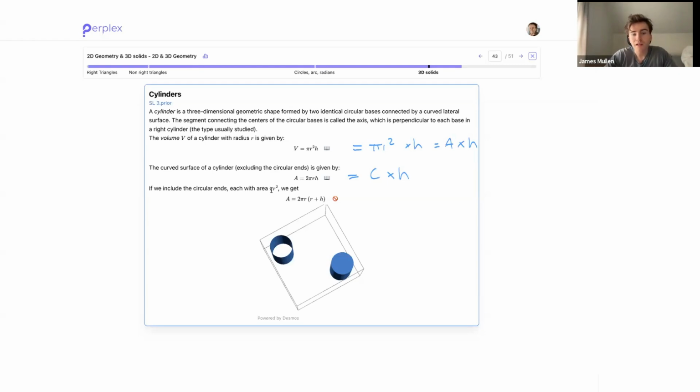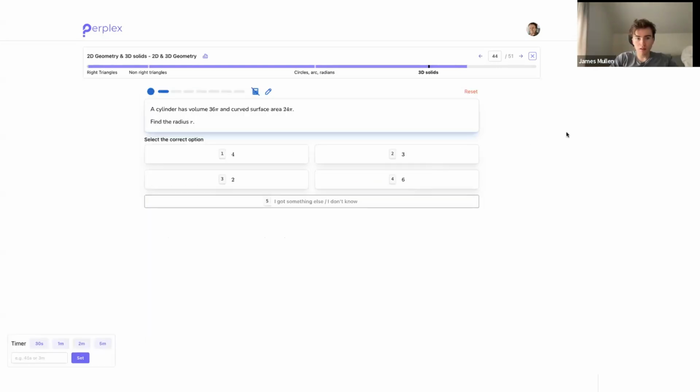And then if you include the circular ends, both of which have an area of pi r squared, then the total area would be 2 pi r times (r plus h), if I factored out 2 pi r. This is not in your formula booklet, but you don't really need to memorize it because you know what the area of the circle is, so you know what the area of the end is, and you have this formula for the area of the curved section. So this is really just combining both steps together, but you don't need to.